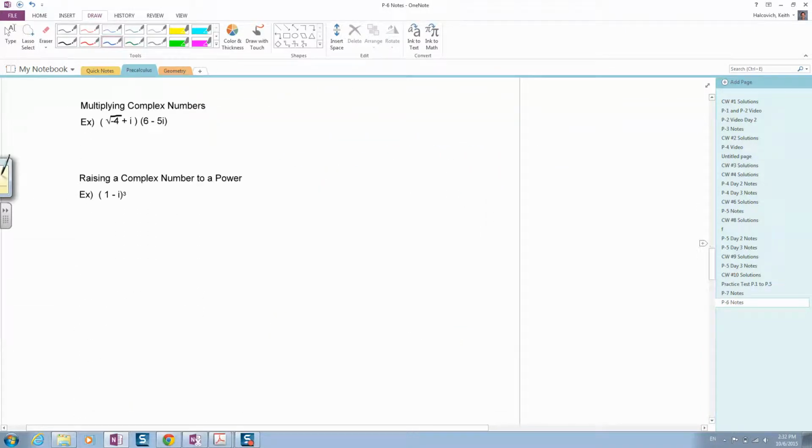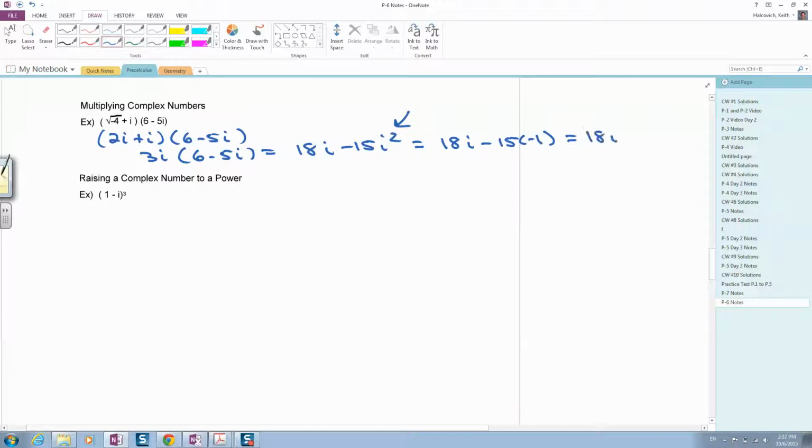Multiplying complex numbers. First, you want to simplify. So the square root of -4 is 2i plus i times 6 minus 5i. So 2i plus i is 3i. And then it's 18i minus 15i squared. Remember, i squared is equal to -1, so it's 18i minus 15 times -1, which is 18i plus 15. But then remember, standard form, you write the real part first. So it's 15 plus 18i.